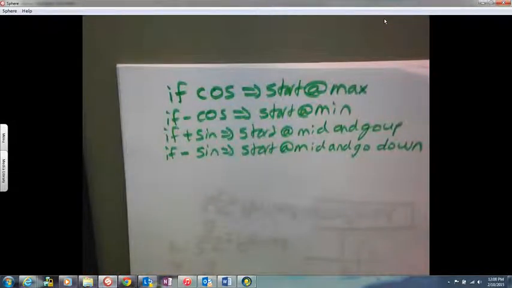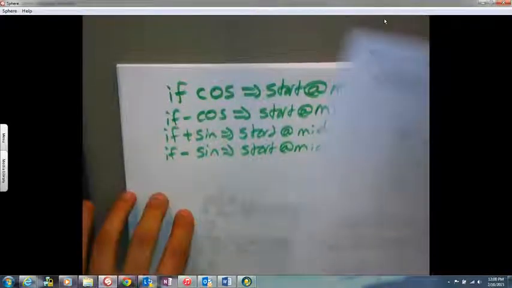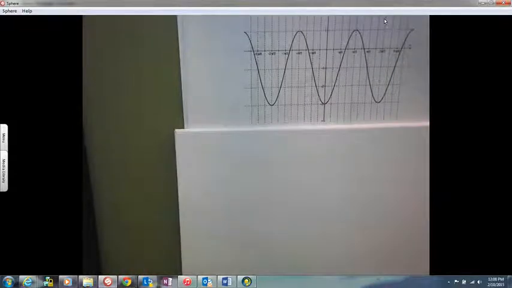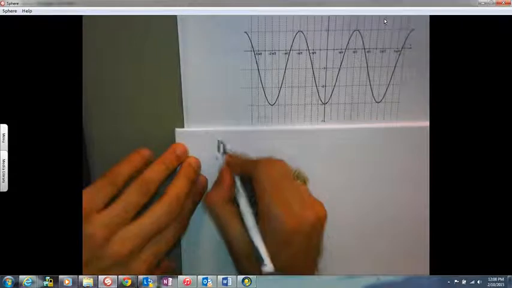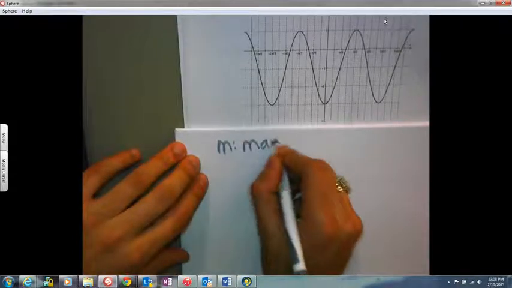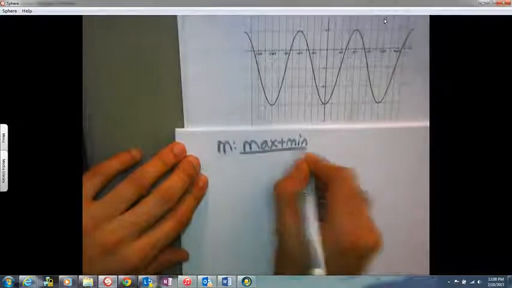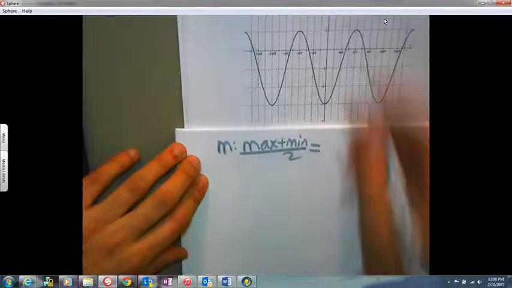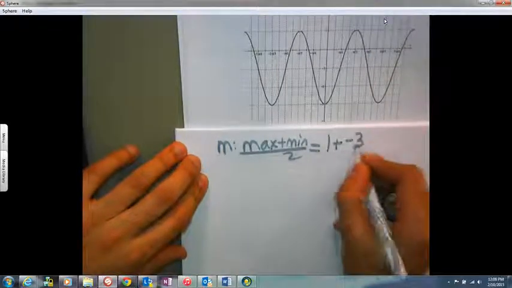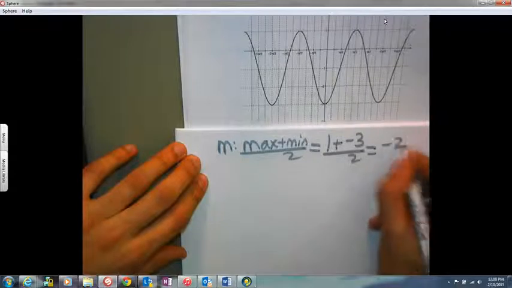So on 23, again, I want to just map this out. Midline is max plus min divided by 2, which is equal to 1 plus negative 3 divided by 2, which is negative 2 over 2, which is negative 1.